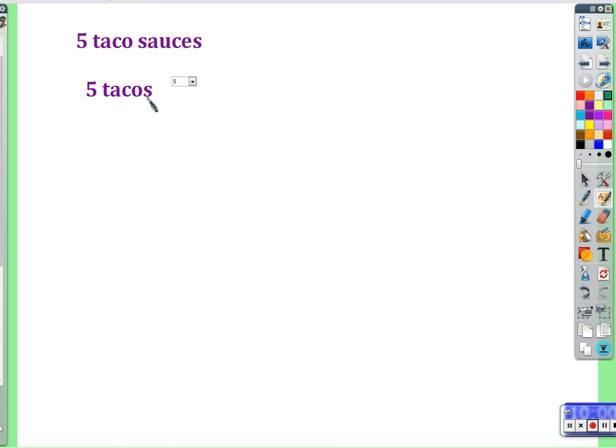So you can line up your tacos: first, second, third, fourth, fifth taco, and then you choose a taco sauce to be in the first taco, the second taco, the third taco. Okay, and the answer comes out to be 5 factorial, right? Easy enough to do by hand. 5 times 4, 20, times 3, 60, times 2, 120. Which came out to be 120.